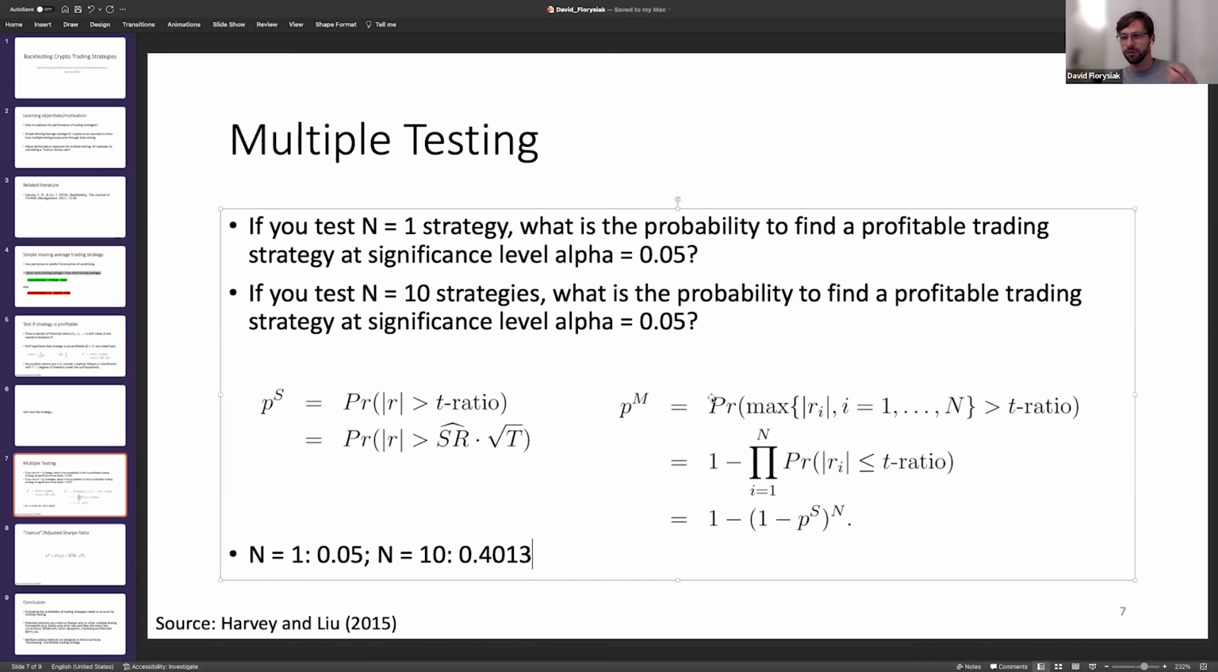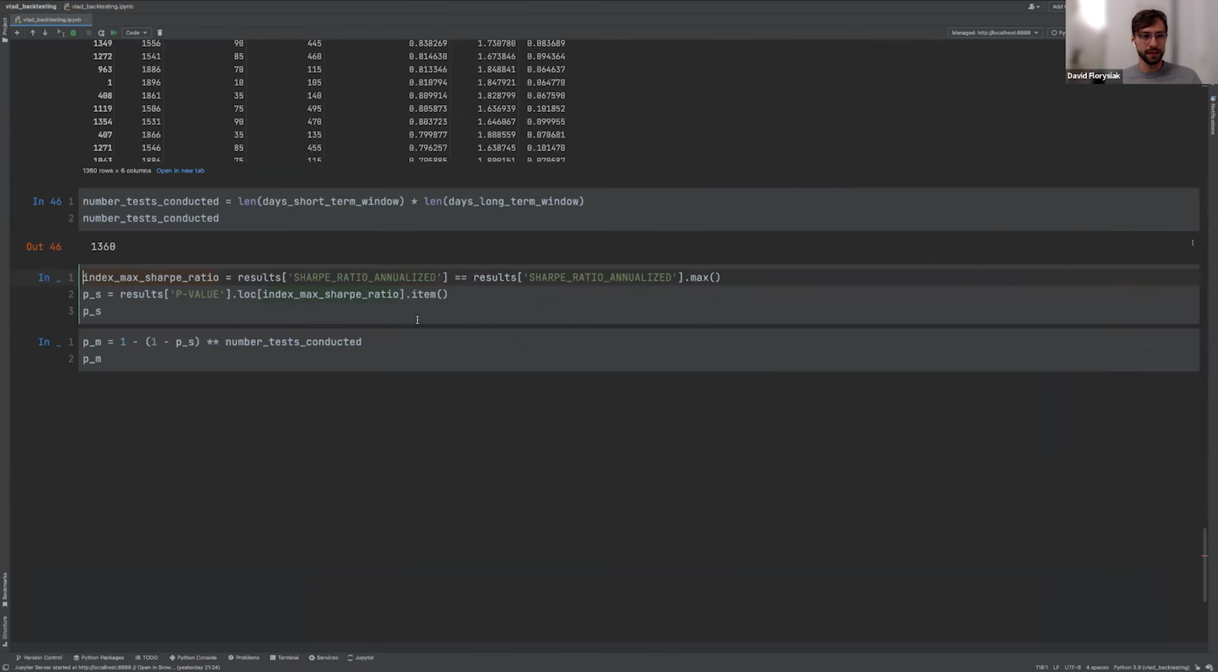And here is the relationship that calculates this value, to account for the multiple testing. This is the p-value for multiple testing. I'm going to skip the details of the mathematics behind it, but it does exactly this. It accounts for the number of tests that we actually conduct, and so it increases the probability, the p-value. Let me show you back in the slides.